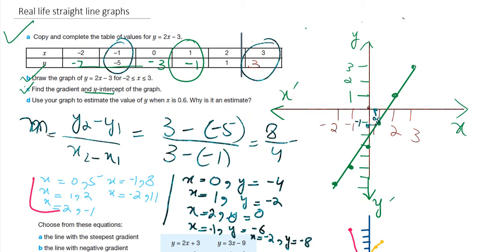Okay, or you may say that -1.3 and -1.5, or you may say it's between -1 and -2, because it lies after -1 and before -2. And they ask why is it an estimate? Because from the graph we will not get an accurate value. But we do get the accurate value when we put 0.6 inside this equation, and then we will get the exact value of y.